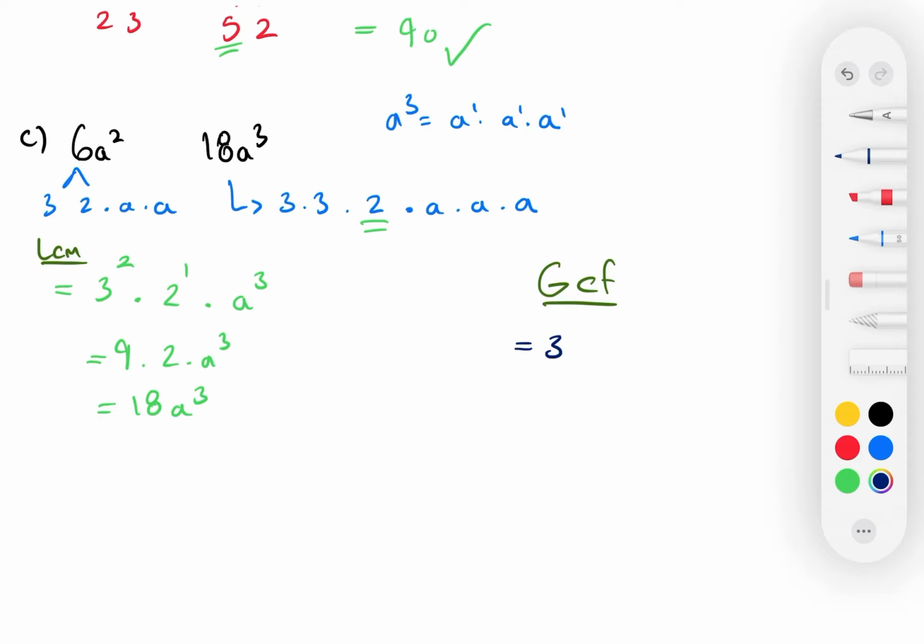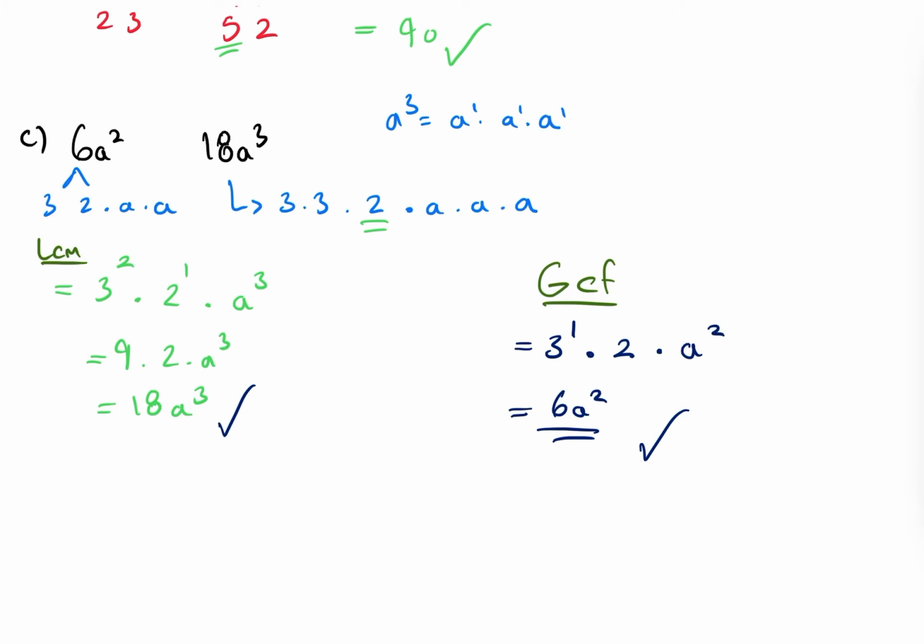So it would be 3 to the power of 1 multiplied by 2, because 2 is repeated one time in both the numbers, so you write 2. And then the greatest number of times a is repeated in both the numbers is a to the power of 2. So it would be 6a squared. Right? So this would be the greatest common factor. This would be the lowest common multiple.